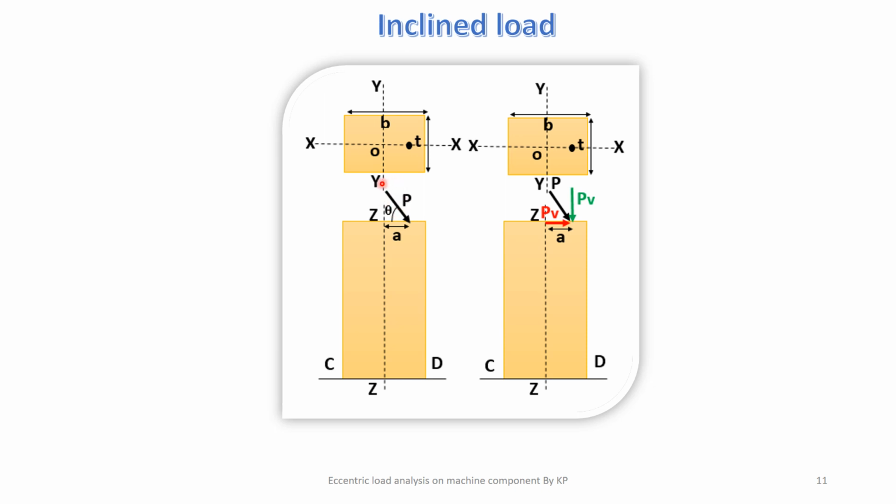So let us consider the components of this force. There are two components of this force, one is the vertical component and the other is the horizontal component. So this vertical component is PV, whose value is equal to P sin theta, and this horizontal component is PH, whose value is equal to P cos theta. Now this inclined force P can be resolved into two components, vertical as well as horizontal. The effect of this vertical force we have already considered in the previous slide.